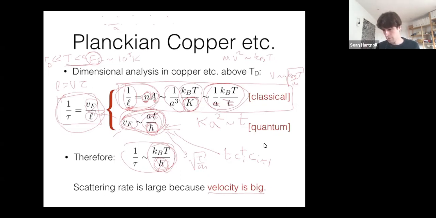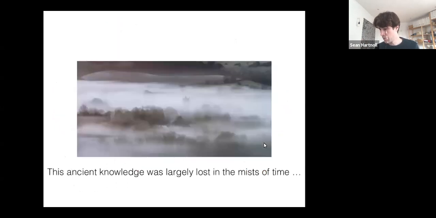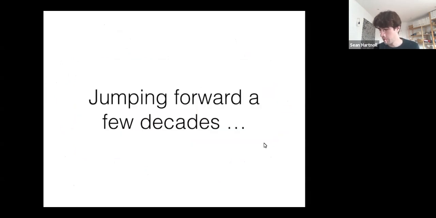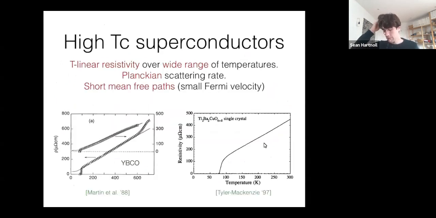So all this was understood a long time ago, but I think it's fair to say that broadly speaking, it was not, at least not high up in people's minds for a long time. And so now let's jump a few decades forwards, and let's talk about high Tc materials. These also can have a resistivity that's linear in temperature. That's these plots. They're superconducting, so the resistivity is 0, then there's some transition, and then it starts going up linearly in T.